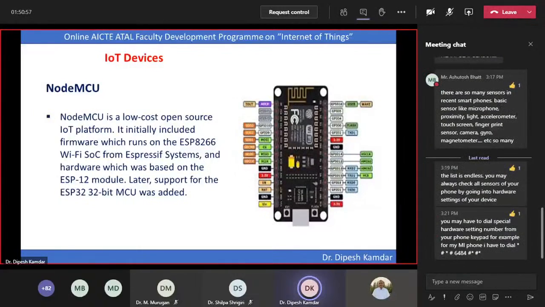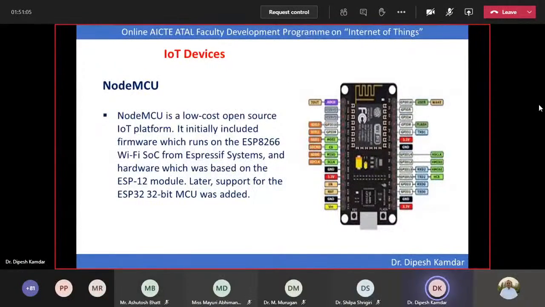NodeMCU is a low-cost open-source IoT platform. It is designed with the ESP8266. It has an onboard Wi-Fi chip, so it can connect to your Wi-Fi, and by accessing your Wi-Fi it can connect to the internet, and once it is connected, you can operate it from anywhere. Plenty of GPIO pins are available for your interfacing. It also supports different protocols on board.